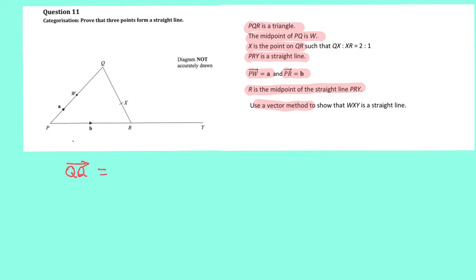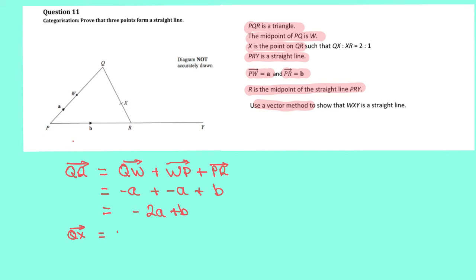So QR is equal to QW plus WP plus PR, which is equal to minus A plus minus A plus B, which is equal to minus 2A plus B. QX is 2/3 of QR, which is 2/3 of minus 2A plus B, which is equal to minus 4/3 A plus 2/3 B.